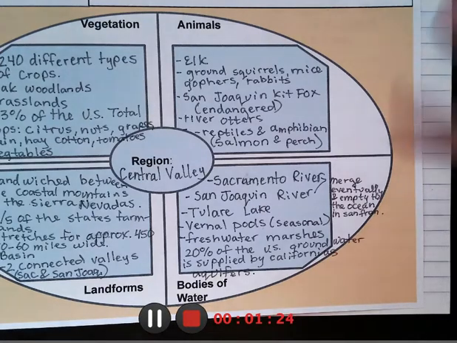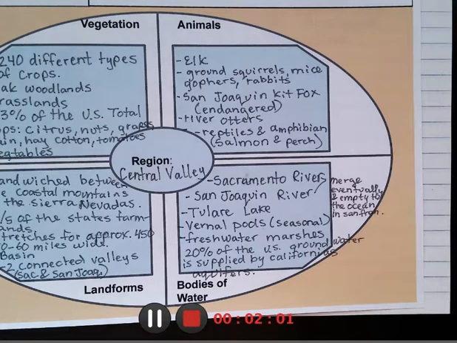So in the Central Valley, I encountered elk and ground squirrels, mice, gophers, and rabbits, much like we have here by our house. The San Joaquin kit fox, which is an endangered species, river otters. Have you ever seen a river otter? Oh my goodness, they are as big as human beings and they are scary. Reptiles, amphibians, including salmon and perch.